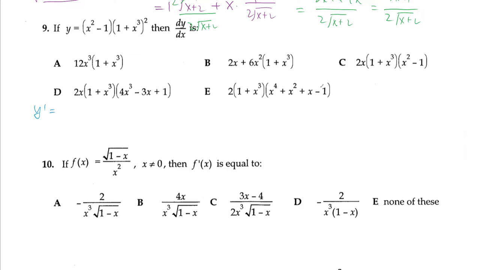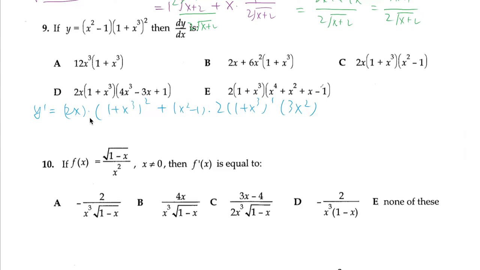y dash equals... the derivative of x squared minus 1 is 2x, multiplied by the second bracket, which is 1 plus x cubed, squared, and then copy down the first bracket, times the derivative of the second bracket: bring the power down, reduce the power by 1, so it just becomes 1, and then multiply by the derivative inside. So for 1 plus x cubed, the derivative is 3x squared. Now we get everything ready, and we just need to simplify it.